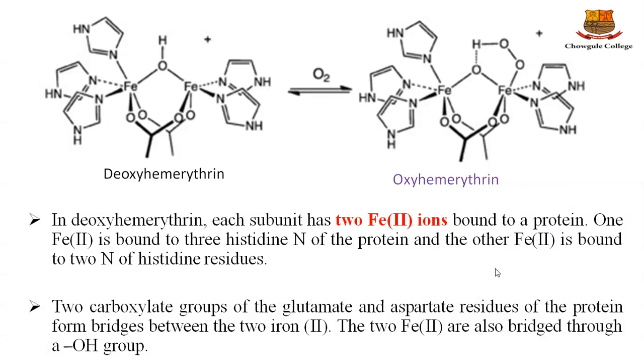So if you look at the coordination around both the Fe's, in one Fe you have 3 nitrogens, 2 oxygens, and another oxygen from the hydroxyl. So it is 6, that is hexa coordinate. The other Fe has 2 nitrogens from the histidine residues, 2 oxygens from the bridging carboxylate groups and 1 hydroxyl bridging group. So the other Fe is pentacoordinate in the deoxyhemerythrin.